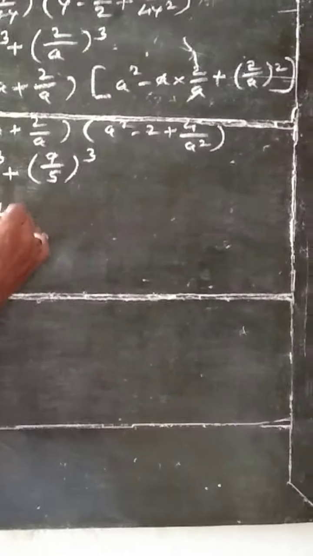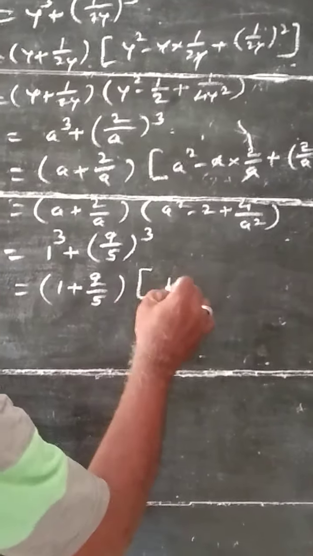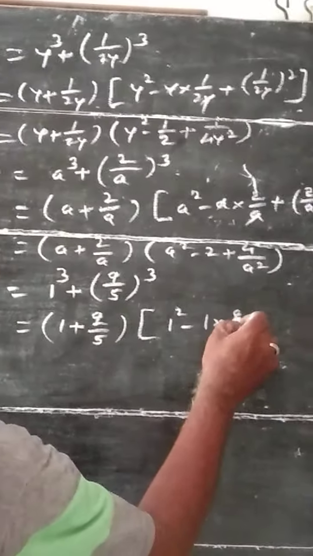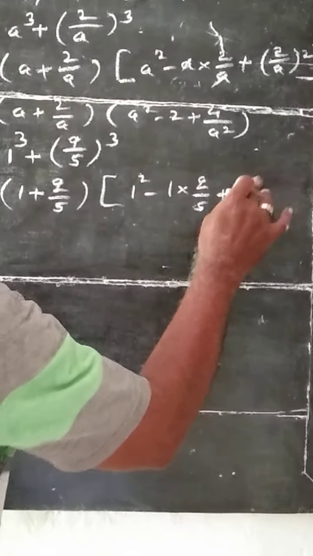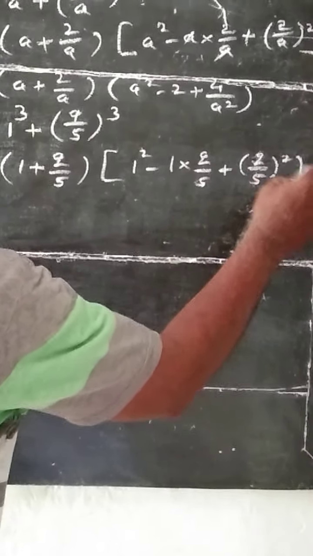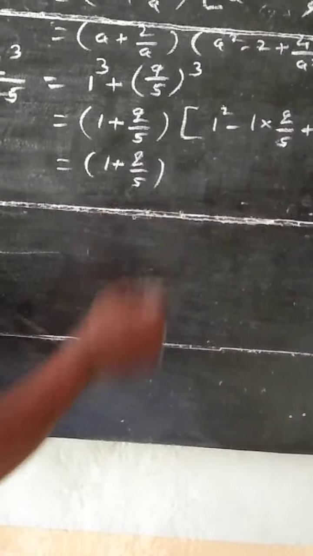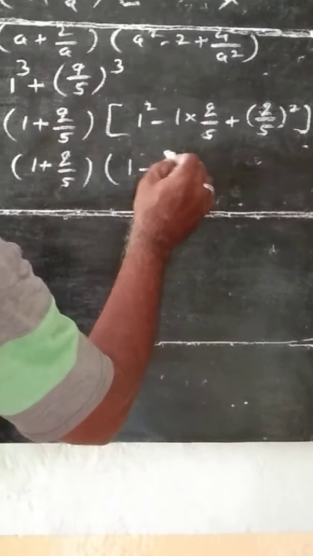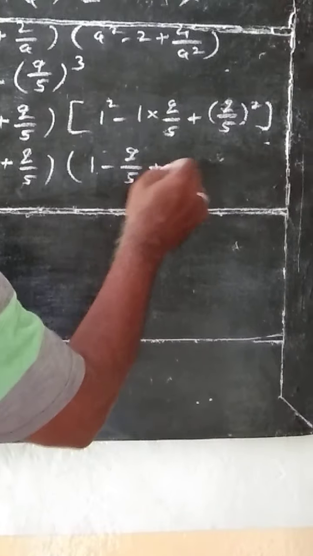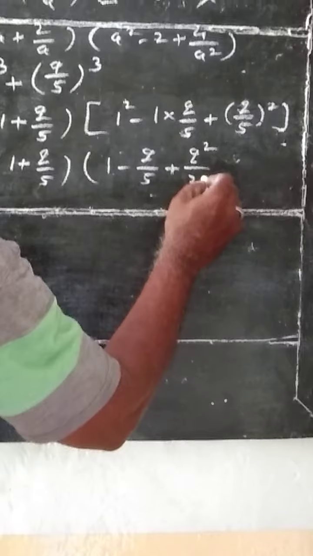The first bracket, 1 plus q upon 5. The second bracket, 1 square minus 1 into q upon 5 plus (q upon 5) bracket square. This is equal to 1 plus q upon 5. In the second bracket, 1 minus the product of 1 into q upon 5, which is only q upon 5, plus the square of q upon 5, which is q square upon 25. Right? We write all these examples like this and save it. Okay.